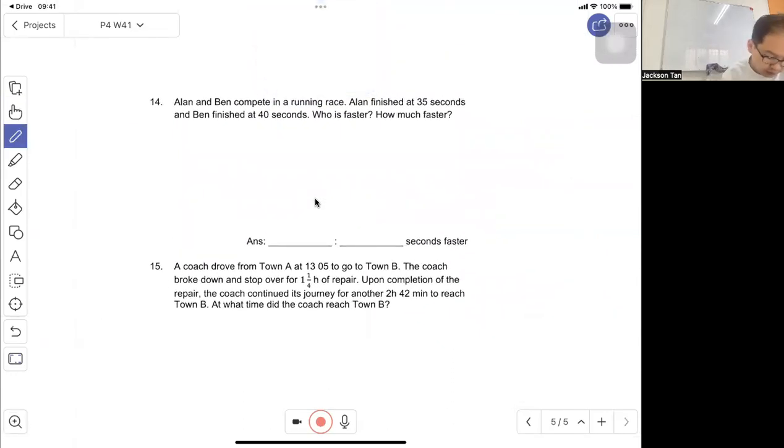Question 14. Alan arrived at 35 seconds, Ben arrived at 40 seconds. Who is faster? So the one that's taking the shorter time is faster. So it's Alan. 40 minus 35, that gives you 5.